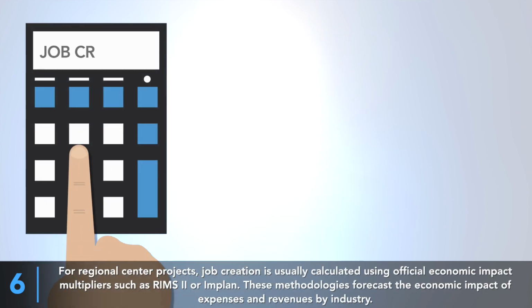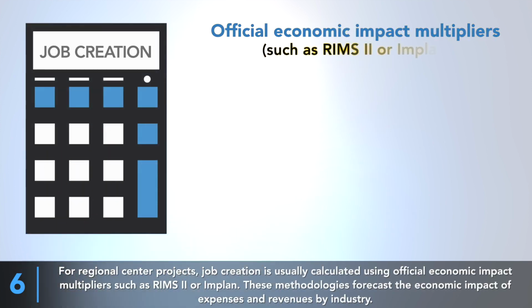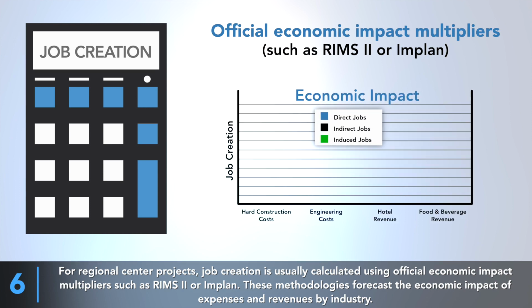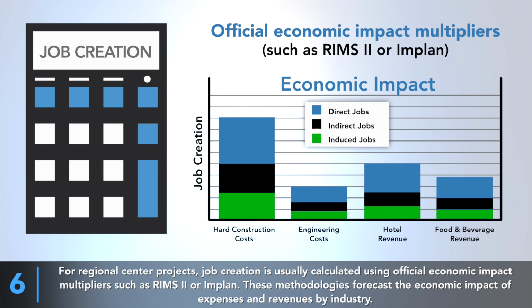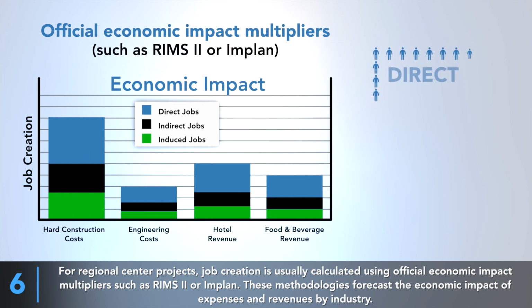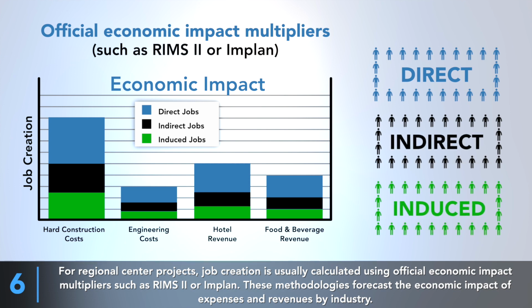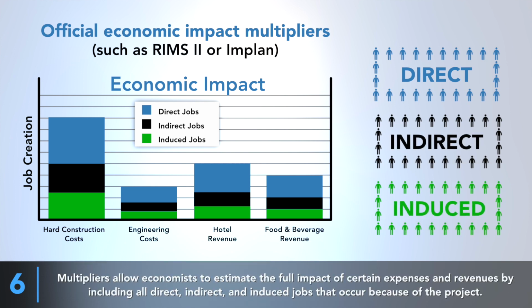For regional center projects, job creation is usually calculated using official economic impact multipliers such as RIMS-2 or IMPLAN. These methodologies forecast the economic impact of expenses and revenues by industry. Multipliers allow economists to estimate the full impact of certain expenses and revenues by including all direct, indirect, and induced jobs that occur because of the project.